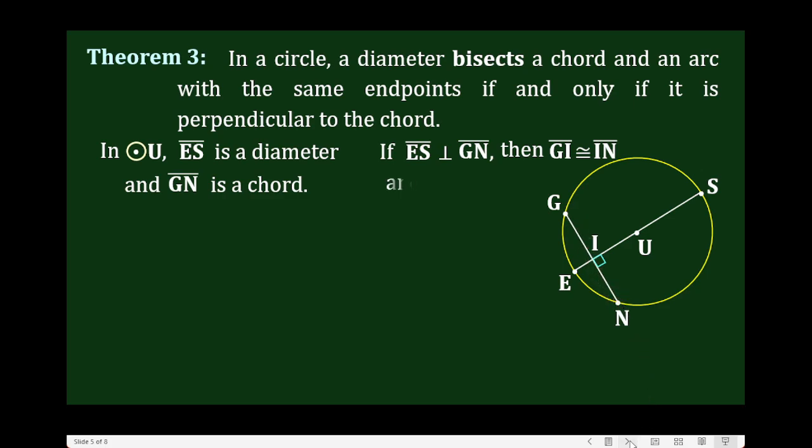And also, not just the chord is bisected, but also its corresponding arc, because the chord and this arc share a common pair of endpoints. Okay, so arc GE is congruent to arc EN.